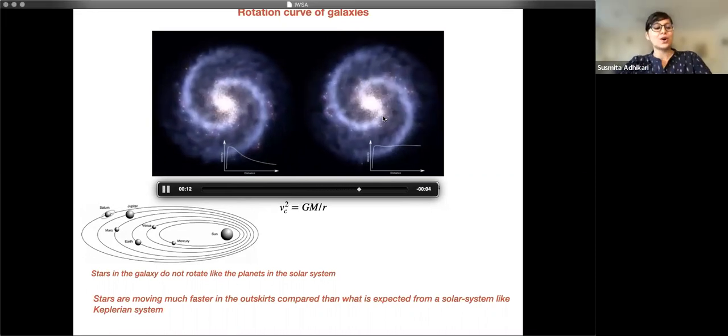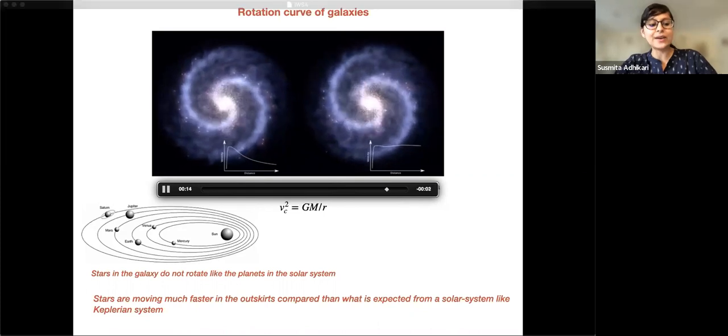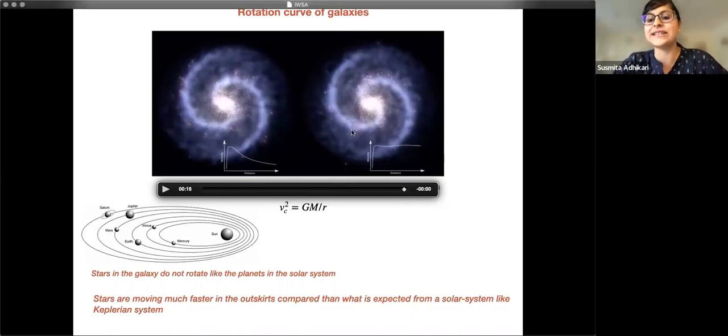Yeah. So what we found instead was something that we see on the right.